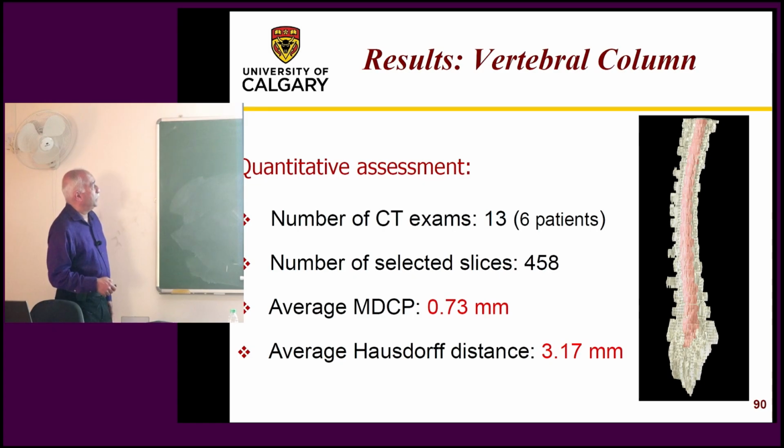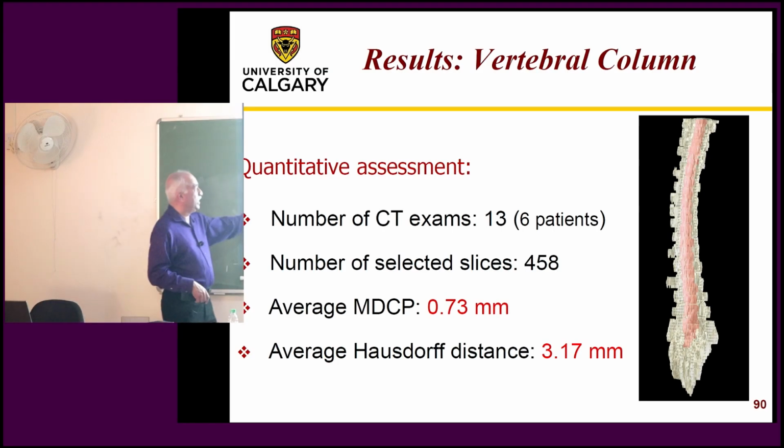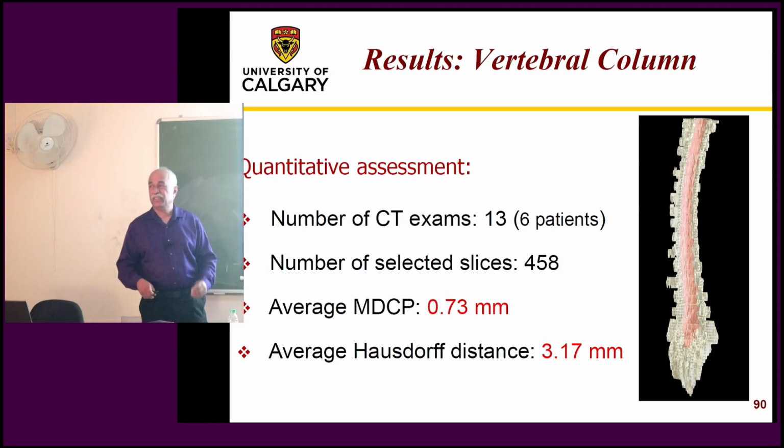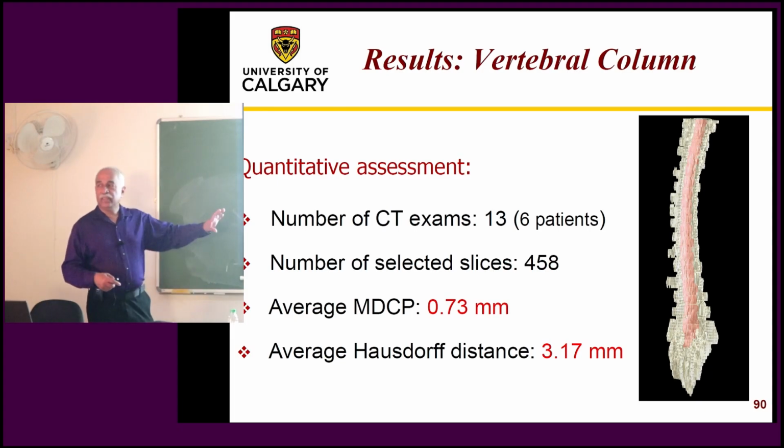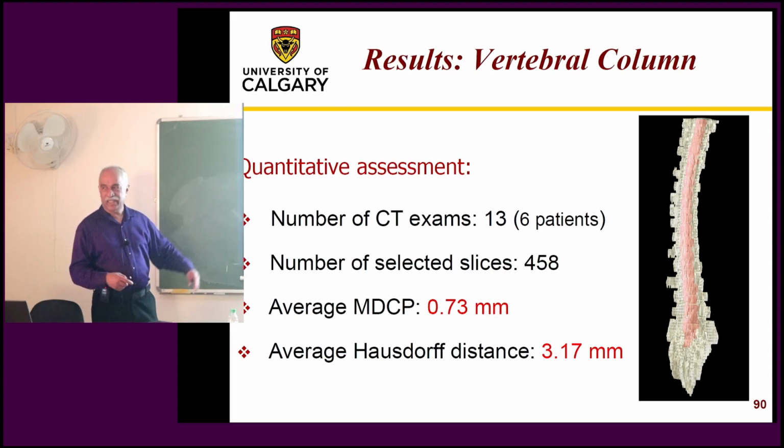So, 13 CT exams of 6 patients and 458 slices. The average MDCP was 0.73 millimeter. So not bad. That's of the order of 1 pixel in the interslice dimension. Average Hausdorff distance, 3 millimeters, 3.1. So that is taking the worst case.